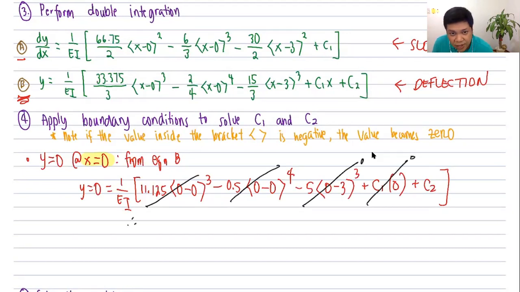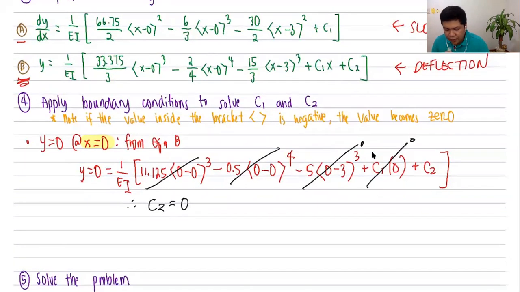Therefore, I can say that C2 is equal to 0. Okay? What's our next boundary condition? So my next boundary condition, I can say that I have a pin at the end. So I can say that y is equal to 0 at x is equal to 8, so at the location of B, x is equal to 8.